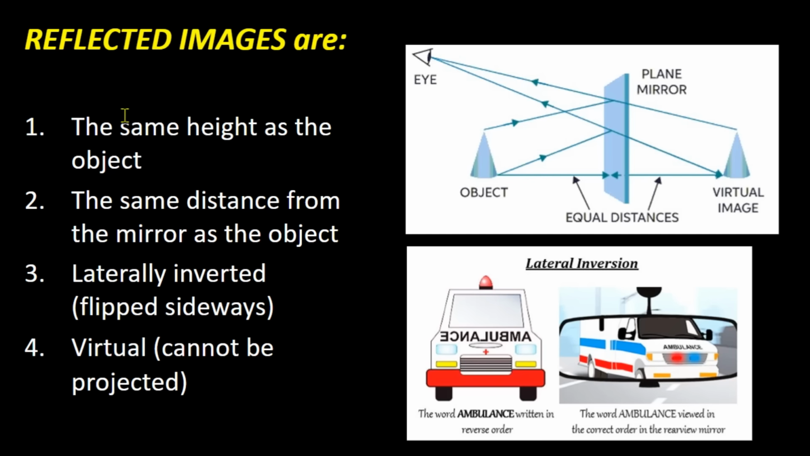Reflected images are the same height as the object, and the same distance from the mirror as the object. They are always flipped sideways, or laterally inverted. For example, the word ambulance here would be flipped sideways, because typically when you see the word ambulance, you're looking in your rear view mirror. You're going to see the word in its correct orientation, and you are going to move out of the way and respond quickly to the ambulance as a result. Lastly, reflected images are virtual, which means that they cannot be projected onto a screen.